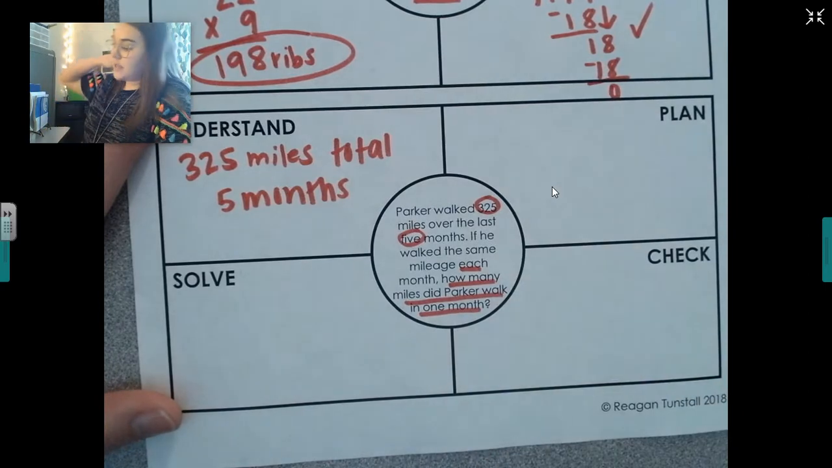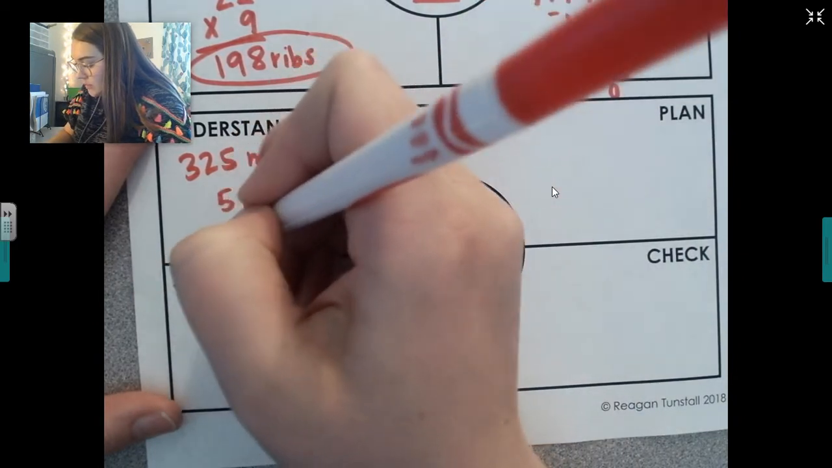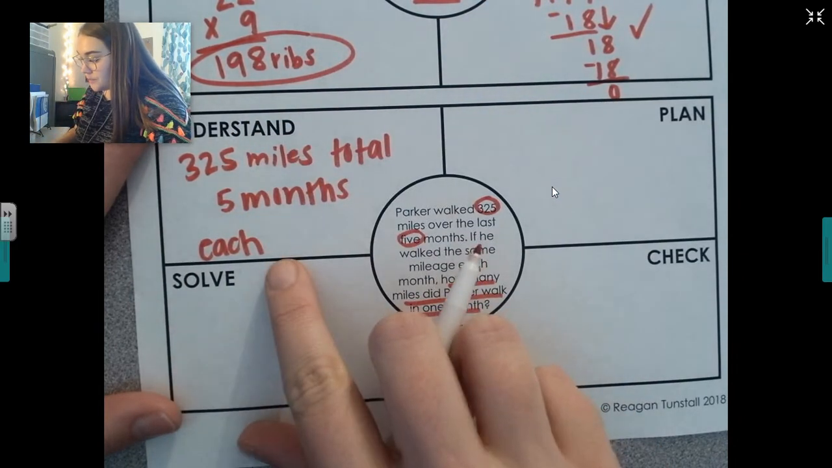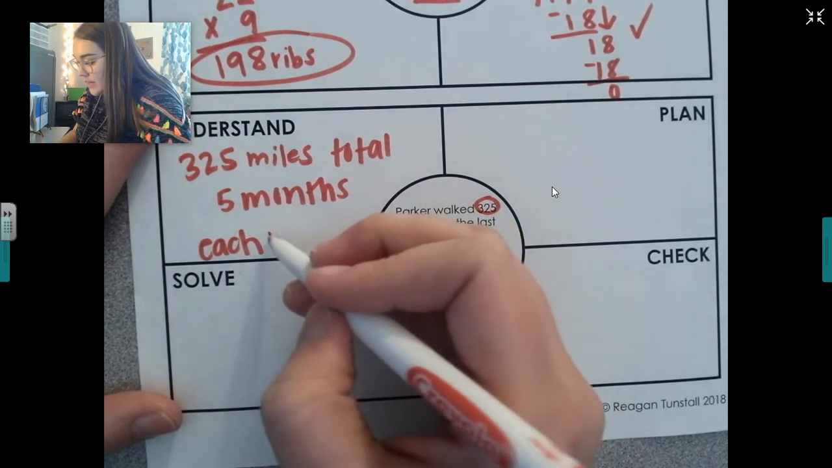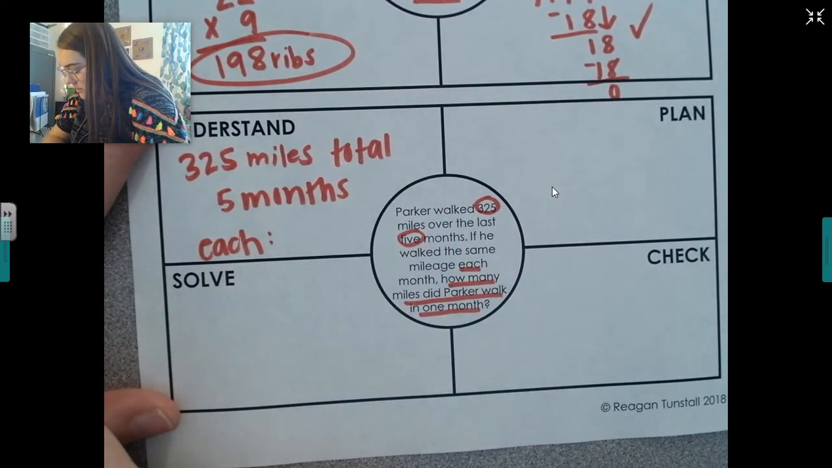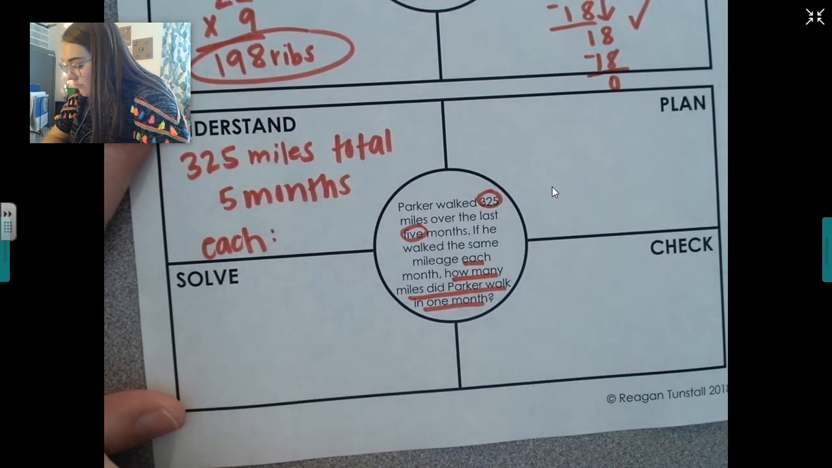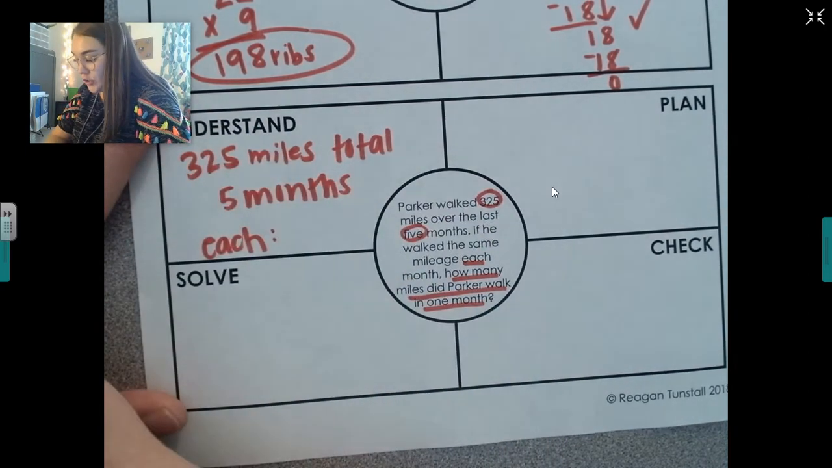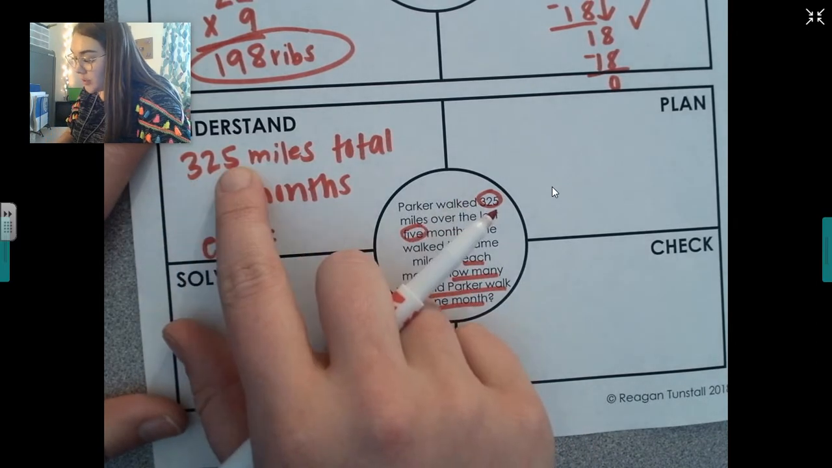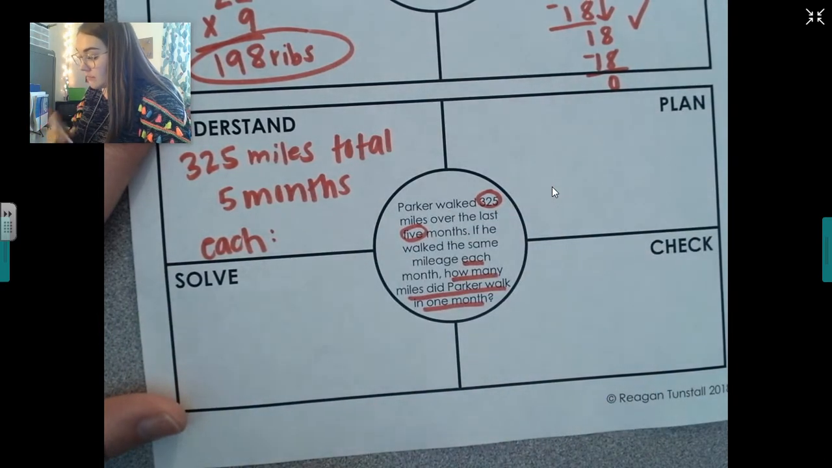Another thing, they're asking me for, and it has the word each. If you walked each month, sometimes we say each would be multiplication. In this instance, I don't know that it is, because if I multiply that, it's going to give me the wrong answer. Because in those 5 months, he walked a total of 325. He didn't walk 325 each month. We want to know how many he walked in each of the months.